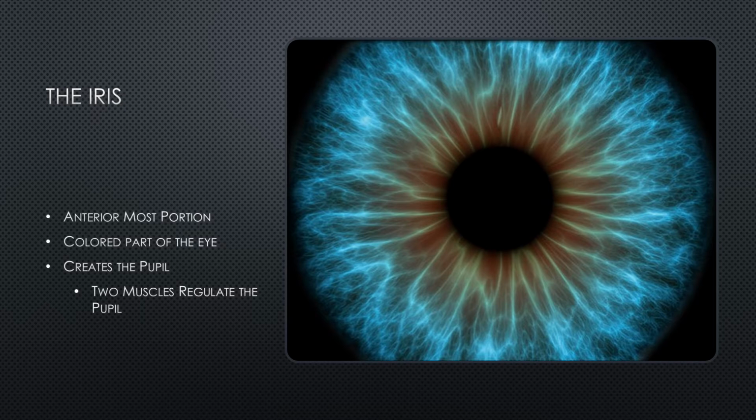Two muscles, the sphincter and the dilator, regulate the dilation and constriction of the pupil. The sphincter contracts to constrict the pupil, and it relaxes when the pupil is dilated and is controlled by the parasympathetic nervous system. The dilator muscle, which is controlled by the sympathetic nervous system, dilates the pupil.